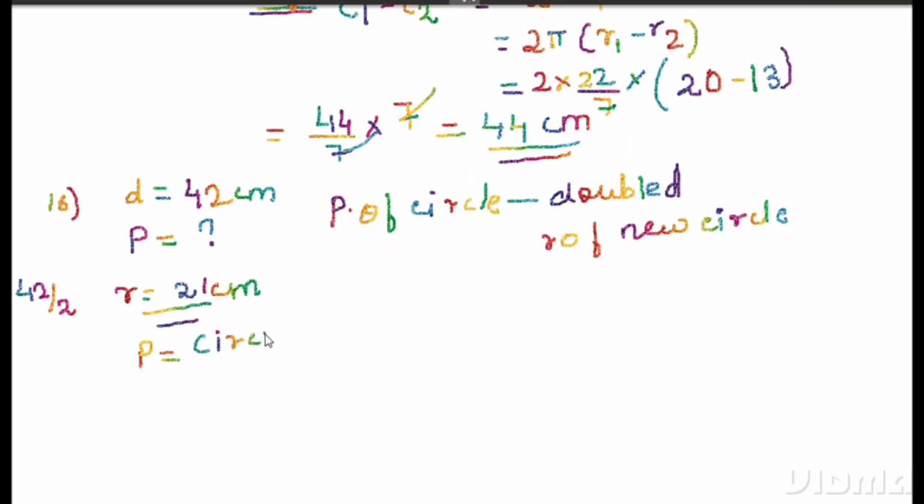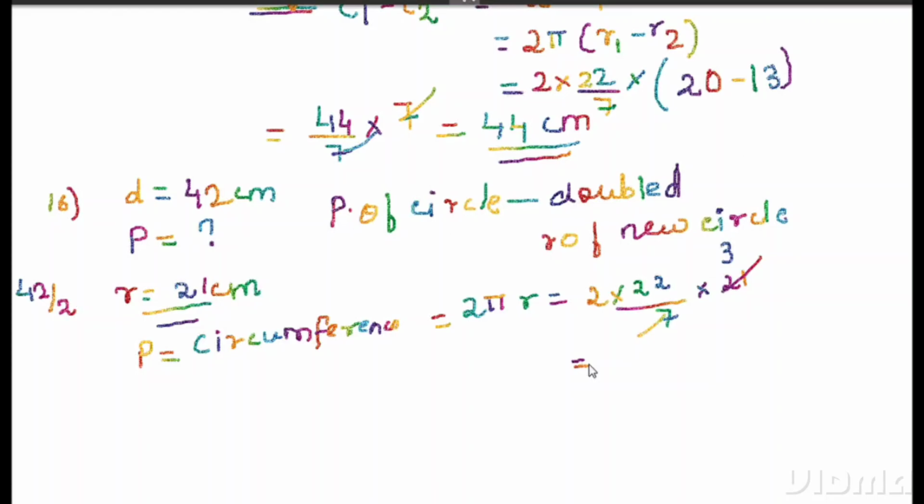So can I find the circumference? Yes. What will be the circumference? It will be 2 pi r. That becomes 2 into 22 by 7 multiplied by 21. When I do this, 22 into 6, I get 132 centimeters. So this was the first part. Now they are saying that the perimeter is getting doubled.